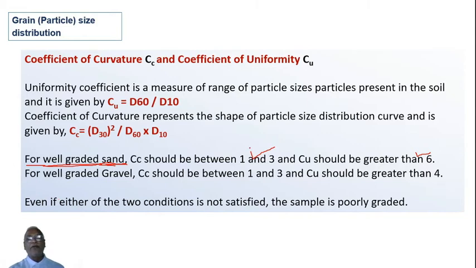Right? Now if any one of these conditions, that is the Cu value or the Cc value, is not satisfied, not necessarily both, then they are not well graded. That is said here. Even if any one of the conditions is not satisfied, then the sample is poorly graded. It cannot be well graded.